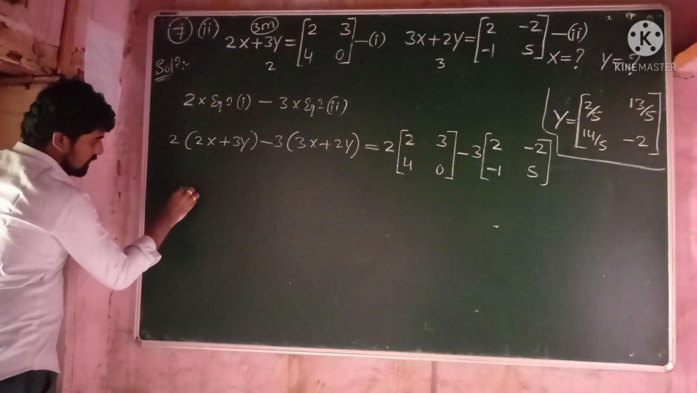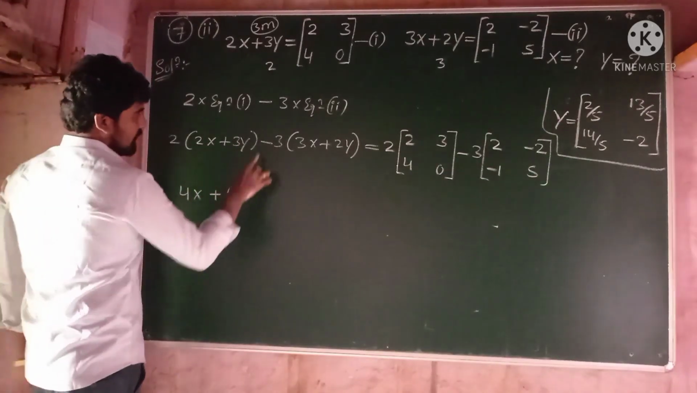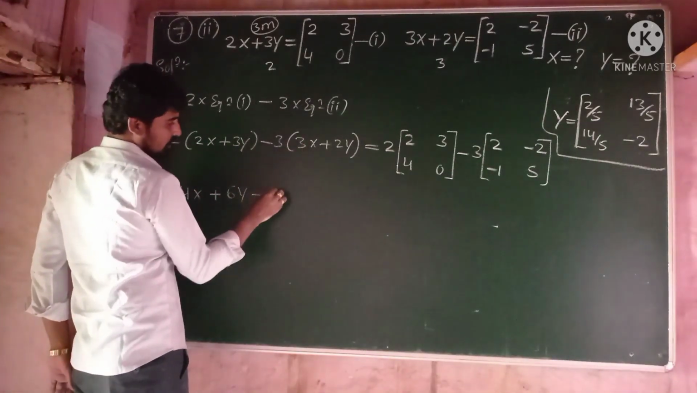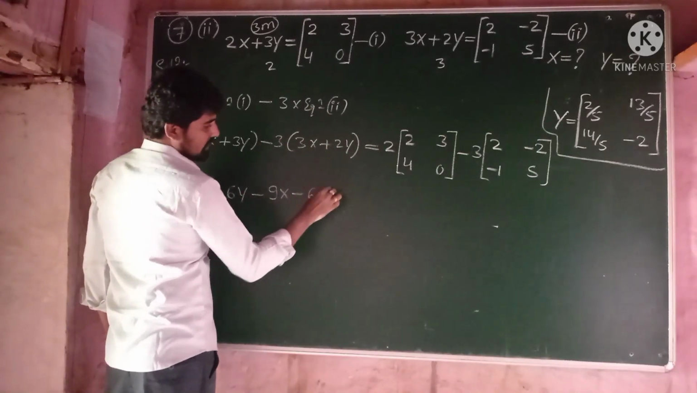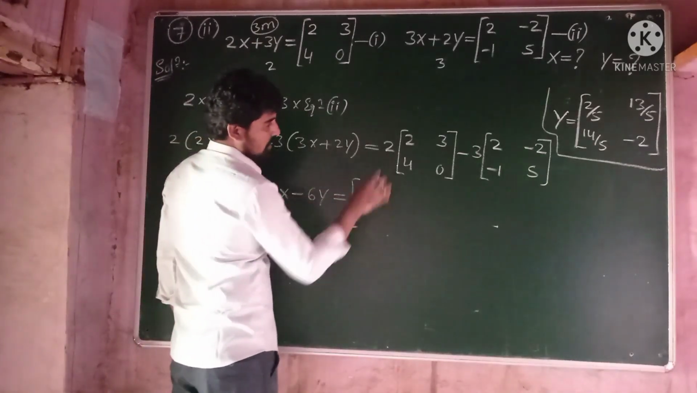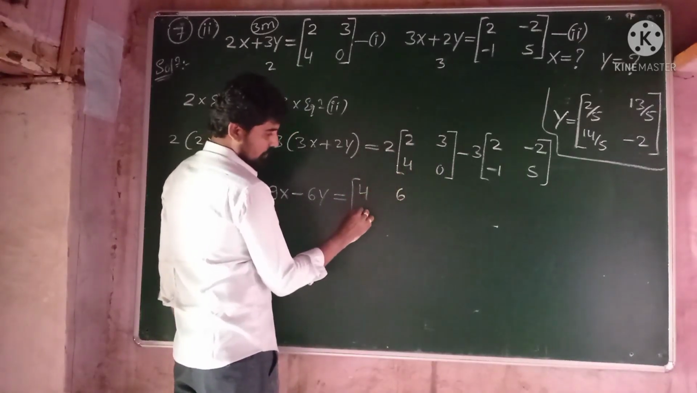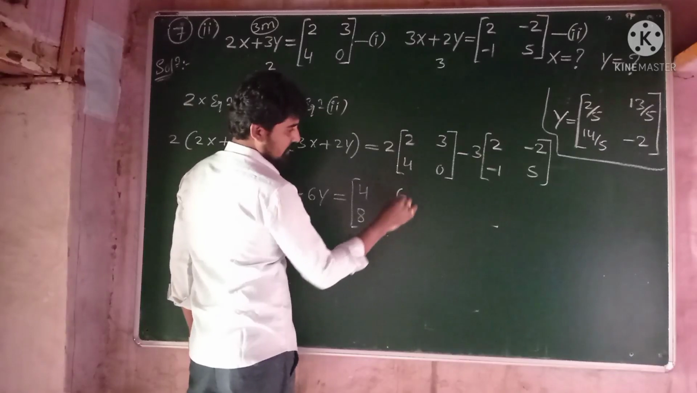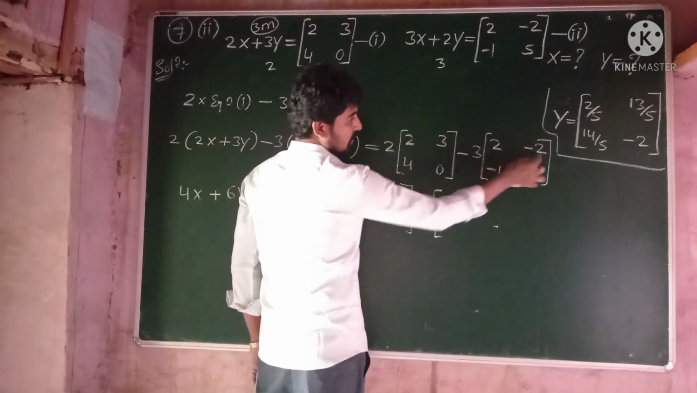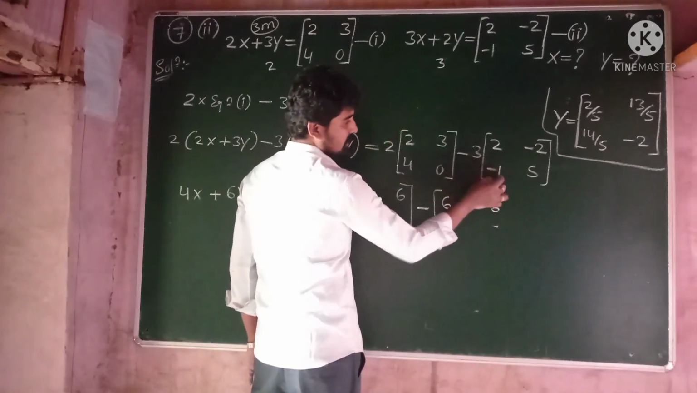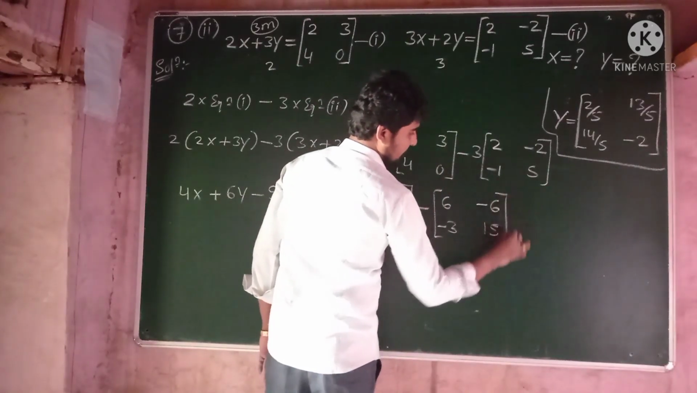2 into 2x, 4x, plus 2 into 3y, 6y, minus into plus, minus 3 into 3x, 9x, minus into plus, minus 3 into 2y, 6y is equal to 2 into 2, 4, 2 into 3, 6, 2 into 4, 8, 2 into 0, 0, minus 3 into 2, 6, 3 into minus 2, minus 6, 3 into minus 1, minus 3, 3 into 5, 15.